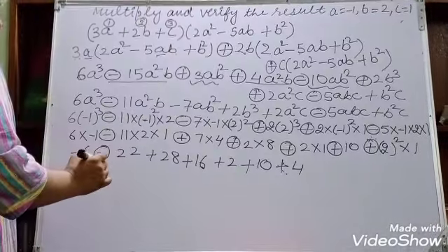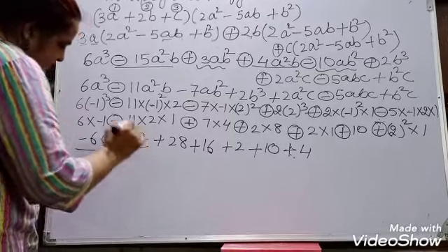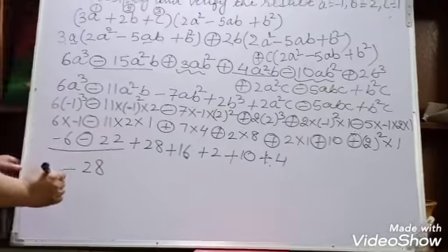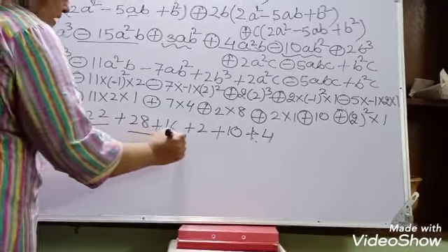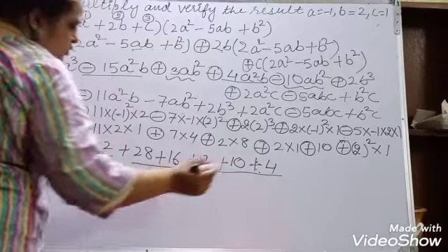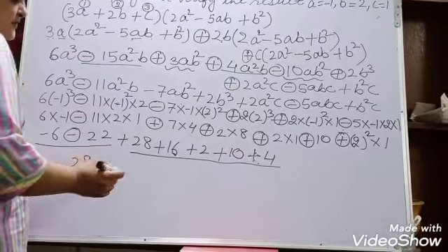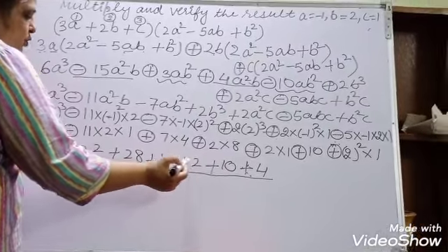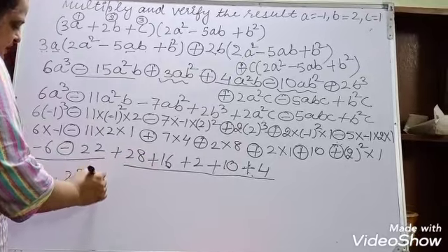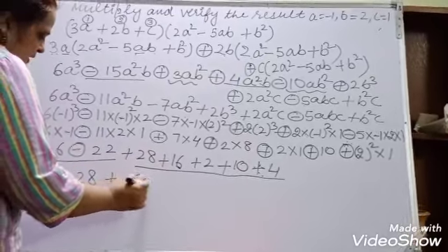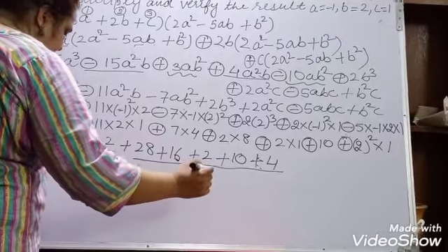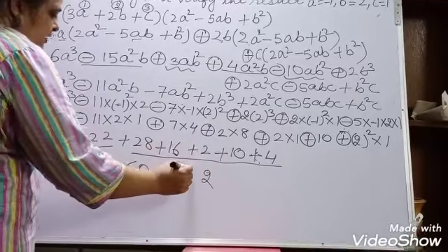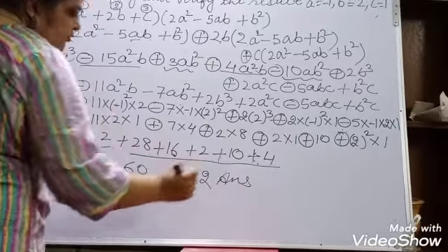Then now just add up the terms. -6 minus 22, it will become -28. Then 28 plus 16 plus 2 plus 10 plus 4, all these terms are positive terms. Now 16 plus 4 is 20. 20 plus 10 is equal to 30. 32 plus 28, it is equal to 60. So my answer is 10 minus 8 is equal to 2 and 5 minus 2 is equal to 3. Final answer is 32 over here.